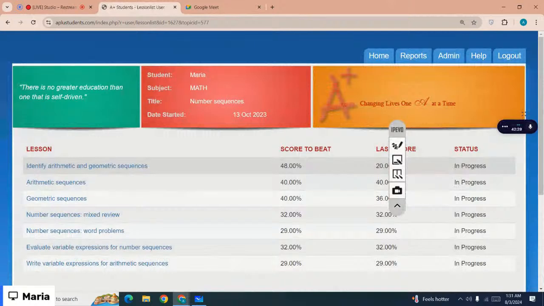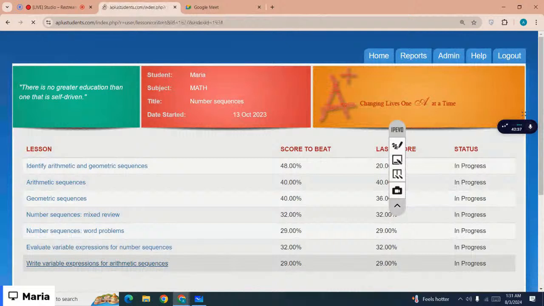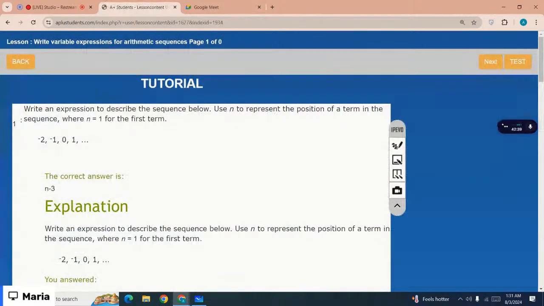The next lesson is write variable expressions for arithmetic sequences. Okay, so for the lesson we just covered, we were given the variable expressions, right? We had to find the number sequences. Now you're given the sequences, and you need to find the variable expression, right? Okay, so write an expression to describe the sequence below. You are given the sequence. The sequence is -2, -1, 0, and 1.